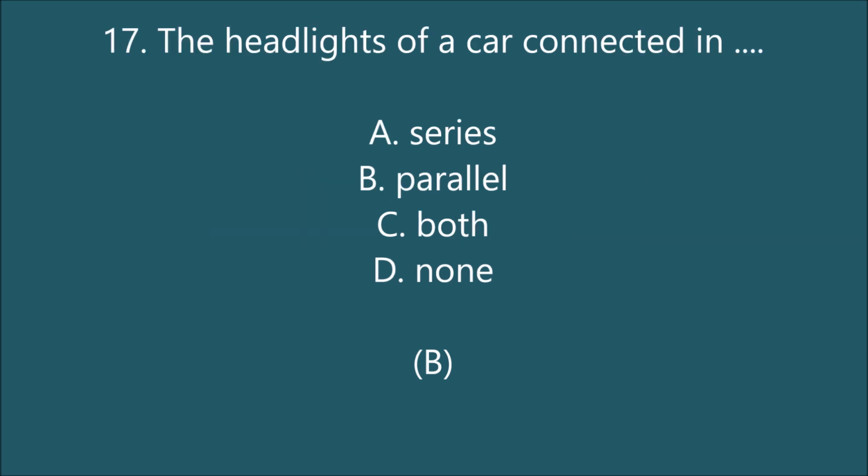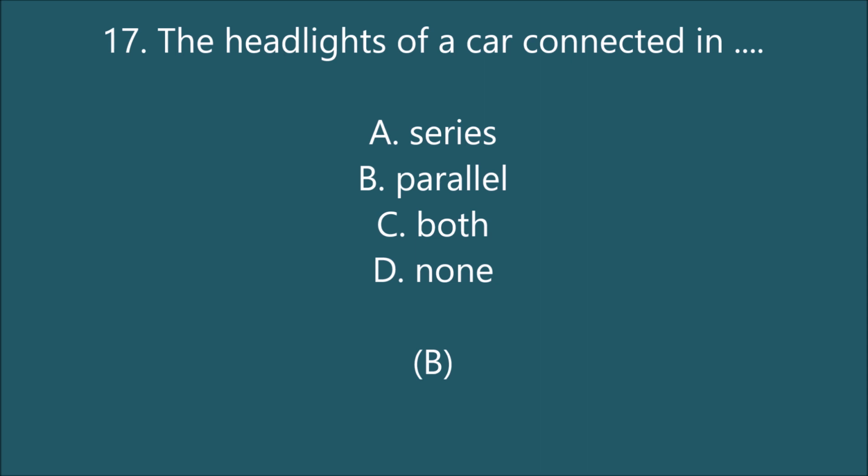The headlights of a car are connected in series, parallel, both, none. B is the right answer. Means parallel. The reason is when they are connected in parallel, the same voltage will be maintained in the two lights. If one of the lights is damaged, the other will work without any disturbance. So B is the right answer. Means they are connected in parallel.